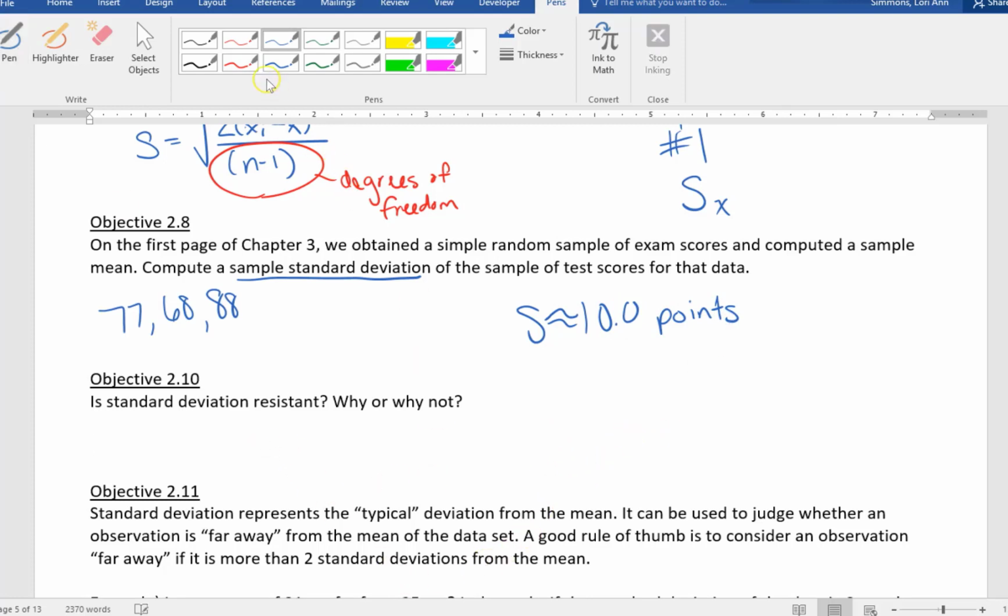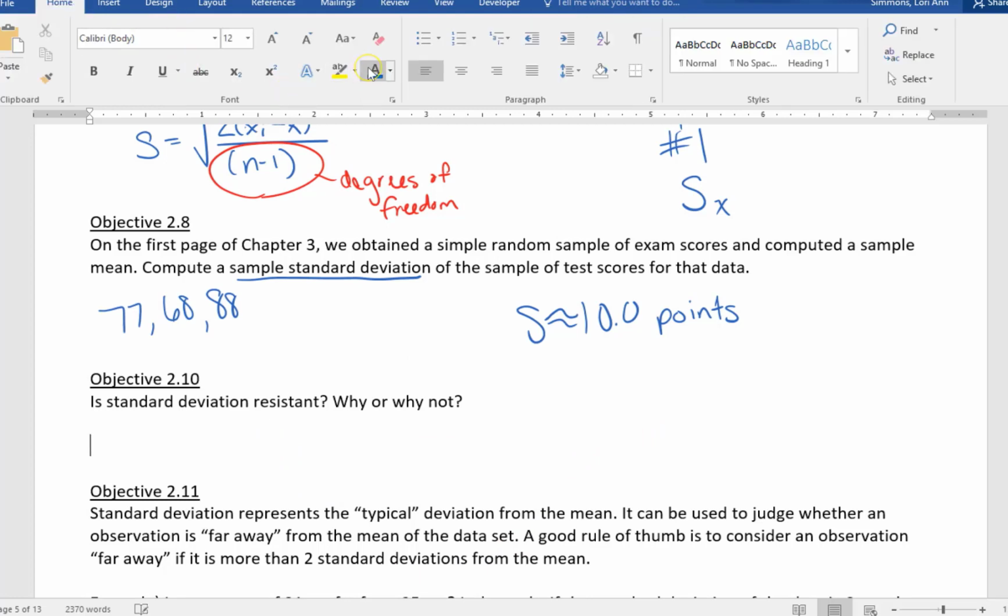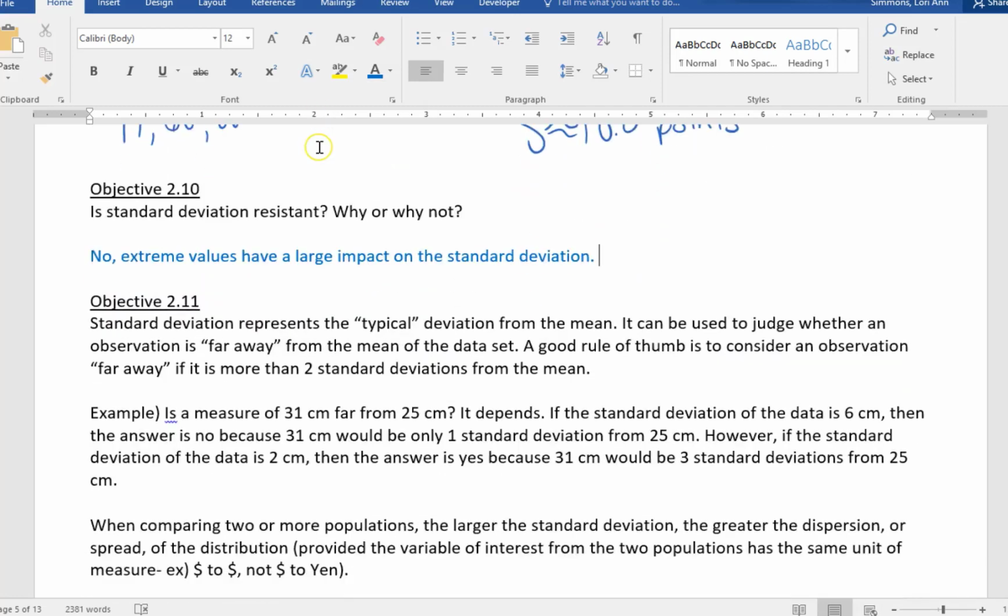Is standard deviation resistant? It is not. Extreme values have a large impact on the standard deviation. Standard deviation typically represents the typical deviation from the mean. It can be used to judge whether an observation is far away from the mean of the data.